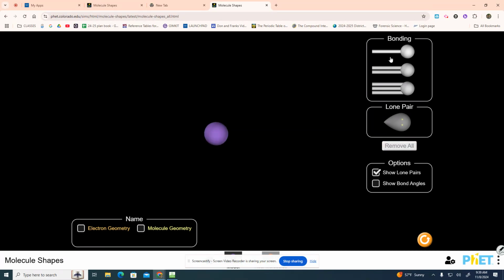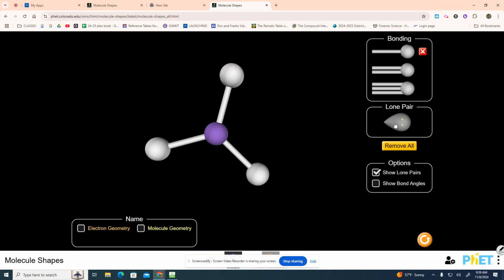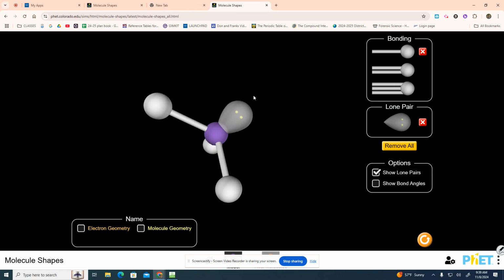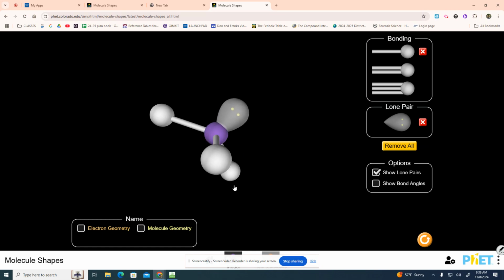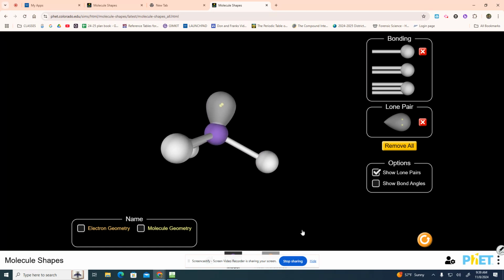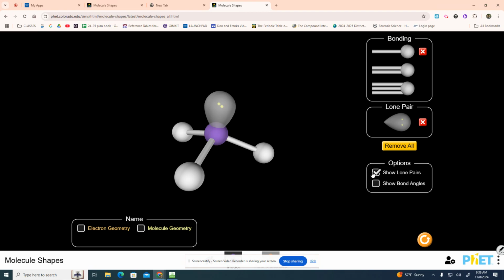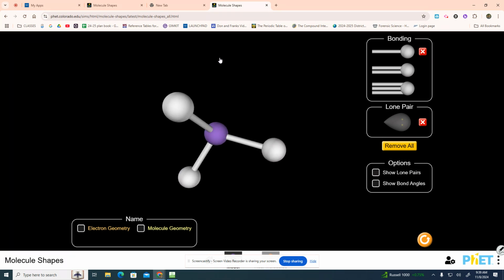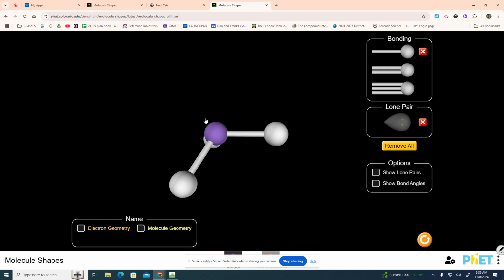If I do this and I just put 1, 2, 3, and I put a lone pair on it, do you see how it looks the same? But this has no atom. This is the trigonal pyramid shape. And that's with the lone pair showing. If I don't show the lone pairs, this is what it would look like. That's the ammonia that we were just looking at. See the difference?